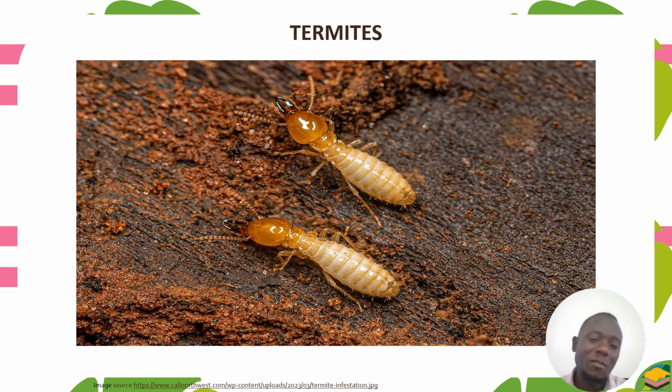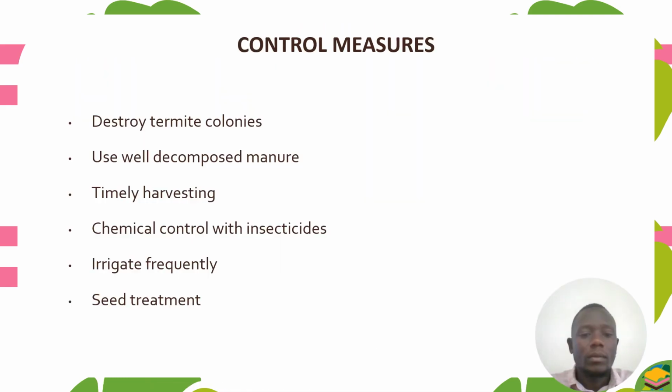So this is a picture of termites. This is a picture for you to appreciate how the termites look. Those are the termites. They are so destructive. So let's look at control measures of termites. The first one is you have to destroy the termite colony. When we talk of a colony, it is just a group of termites. So just destroy the colony.